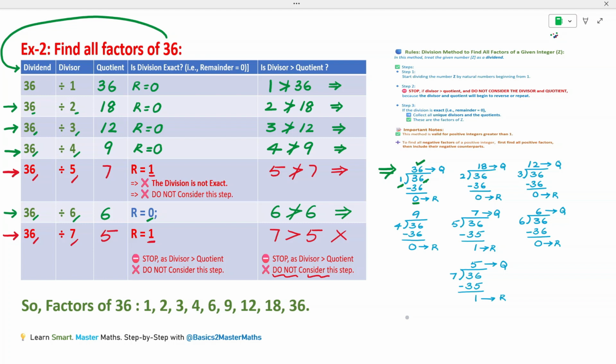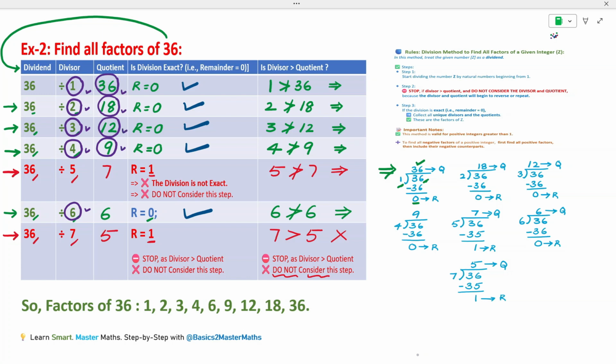Observe carefully. The division is exact in these steps. So, consider unique divisors and quotients of these steps. These are the factors of 36. Got it?